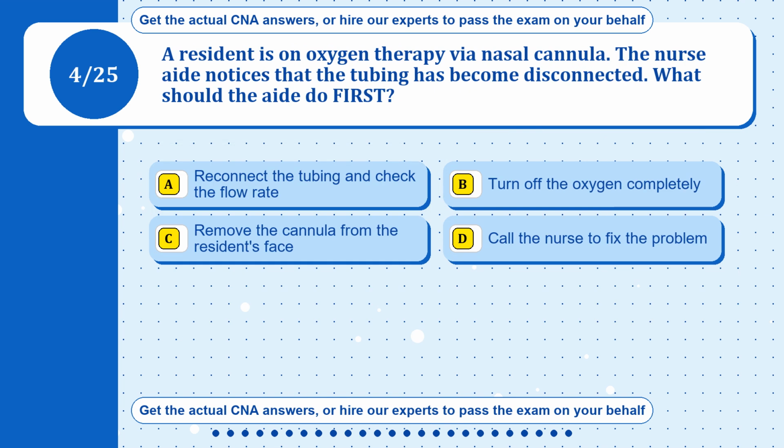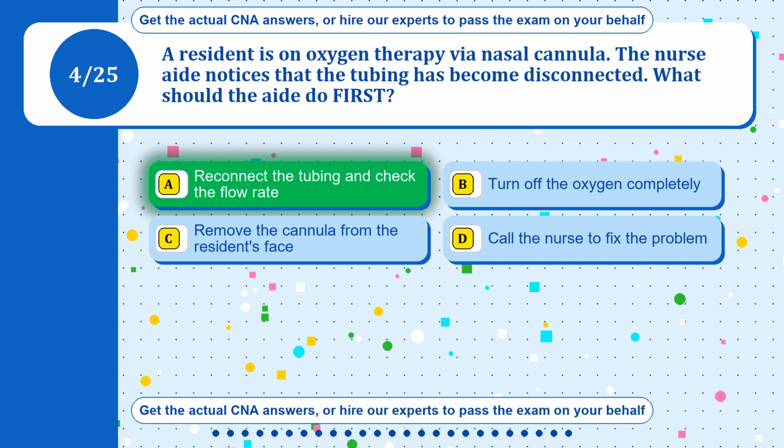Question 4. A resident is on oxygen therapy via nasal cannula. The nurse aide notices that the tubing has become disconnected. What should the aide do first? Option A, reconnect the tubing and check the flow rate. Option B, turn off the oxygen completely. Option C, remove the cannula from the resident's face. Option D, call the nurse to fix the problem. The correct answer is option A, reconnect the tubing and check the flow rate.